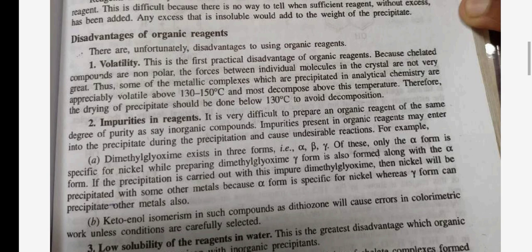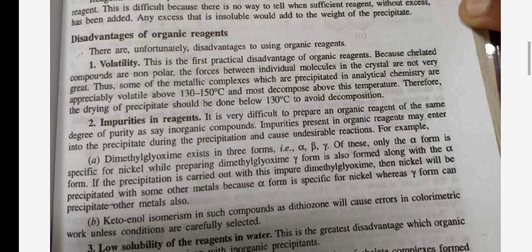Thus, some of the metallic complexes which are precipitated in analytical chemistry are appreciably volatile above 130 to 150 degrees Celsius, and most decompose above this temperature. Therefore, the drying of precipitate should be done below 130 degrees Celsius to avoid decomposition.